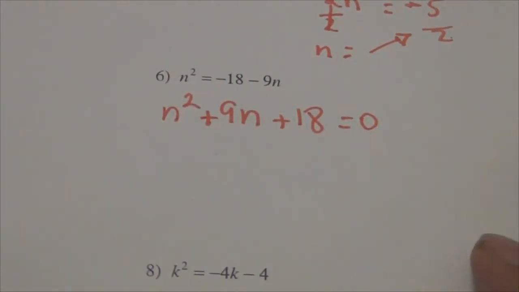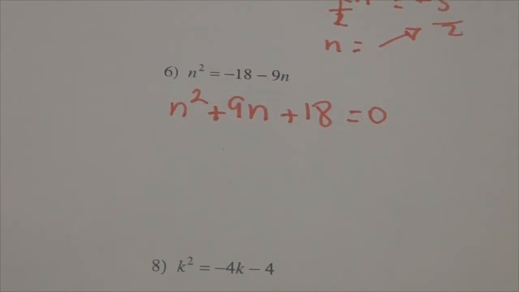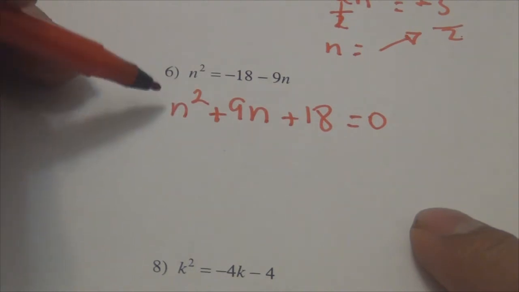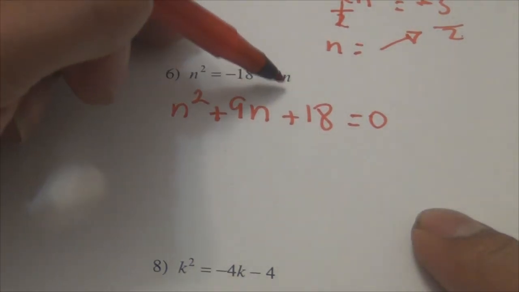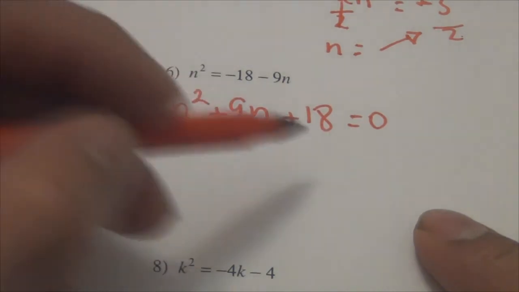Can you explain to me what I actually did? Correct. I need to make one side equal to 0. The n squared is already positive. So I added 9n to both sides and I added 18 to both sides, and that's what I got.